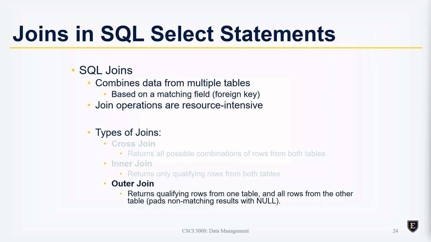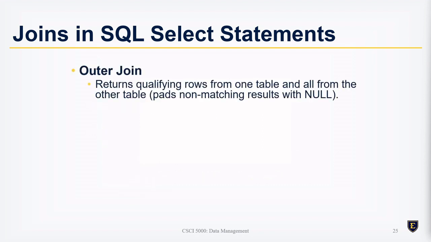The outer join is a join that returns qualifying rows from one table and then all the rows from the other table. If there are non-matching rows, then it would pad the results with null values. So again, outer joins return the qualifying rows from one table and all of the rows from the other table, padding non-matching results with nulls.